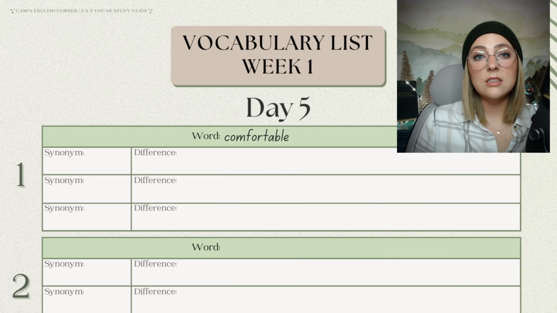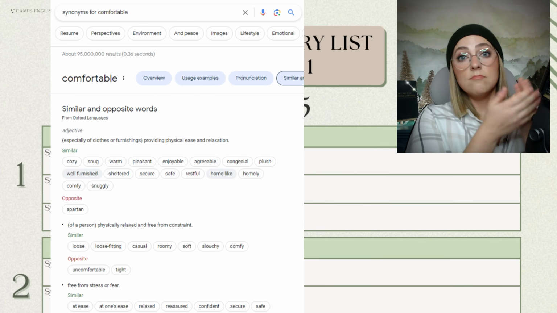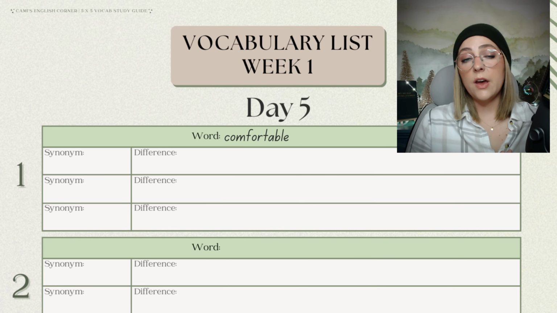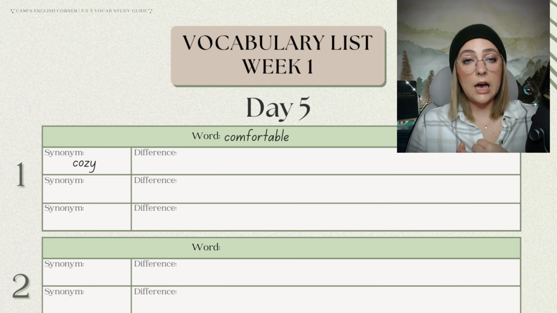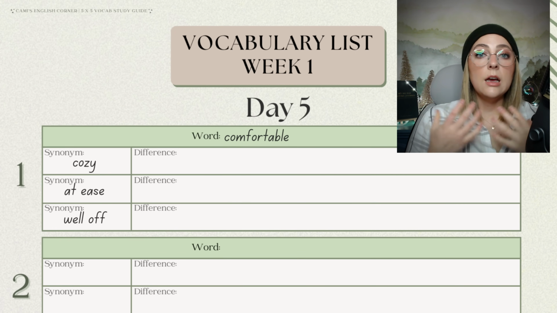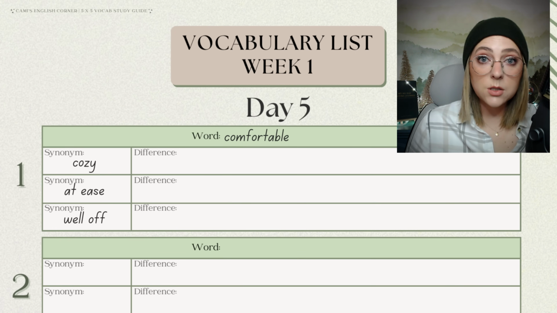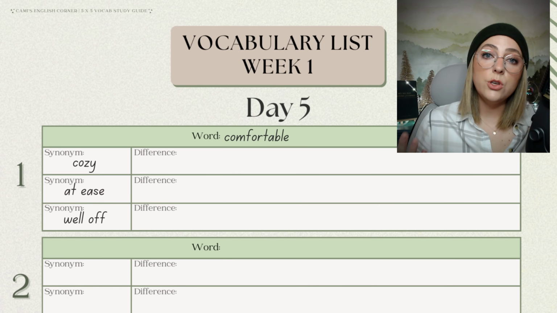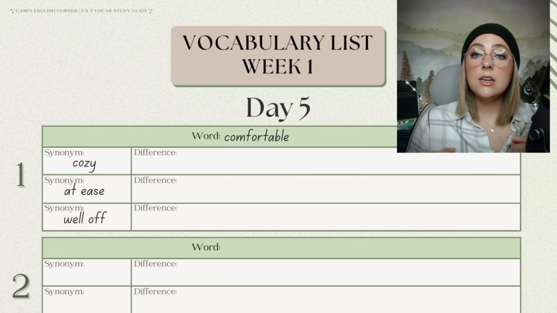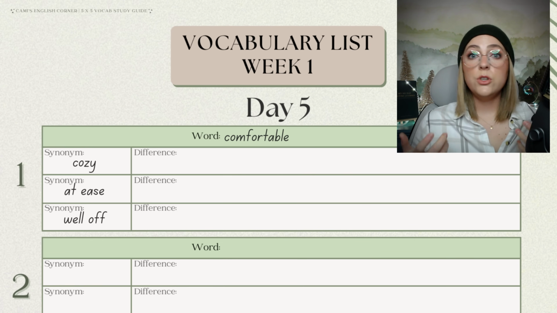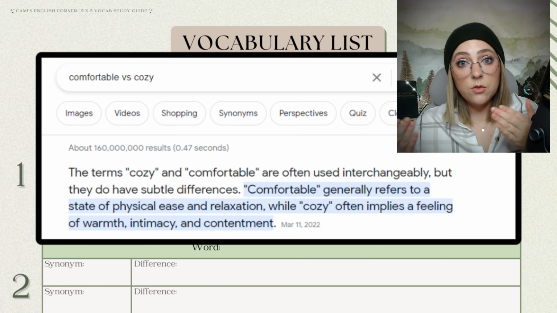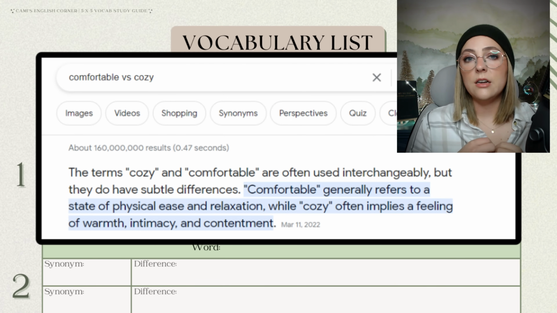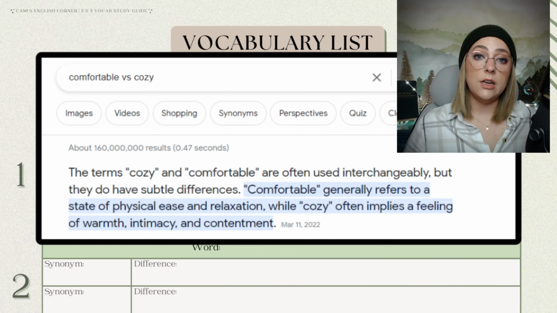All you need to do is look up synonyms for whatever your word is. That's it. So for comfortable, I found the synonyms cozy, at ease, and well off. Now, how can you tell the difference between these words? Because often we can hear cozy and comfortable used interchangeably, but they do have a small difference. So just simply Google comfortable versus cozy. It's that simple. Google is going to be your best friend throughout your whole vocabulary learning journey.